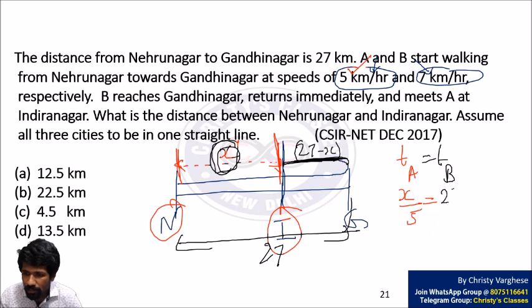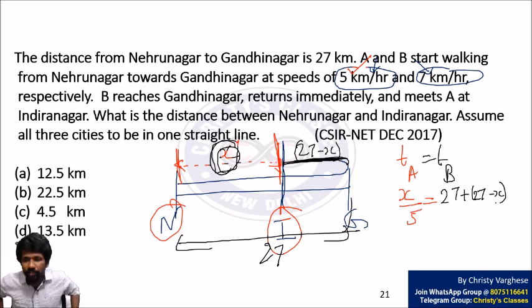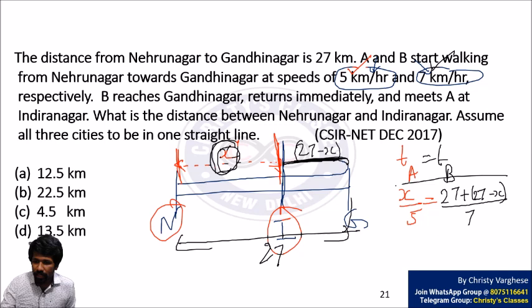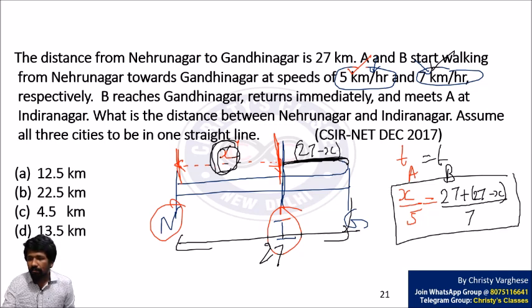That means the total distance travelled by B will be 27 km from Nehru Nagar to Gandhi Nagar, plus 27 minus x km from Gandhi Nagar to Indira Nagar on the return journey. So that is the total distance travelled by B, divided by the speed of B, which is 7 km per hour. So divided by 7. As the time is the same, you equate this. Now just simplify this, you will get the answer.